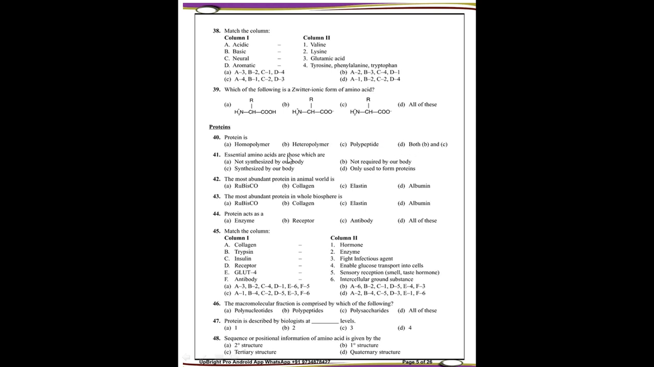Essential amino acids are those which are not synthesized by our body. Let's see the options: only used to form proteins, not forever? No. Essential amino acids are the amino acids that the body cannot synthesize, rather we need them in the food that we eat. So the answer for 41 is A.